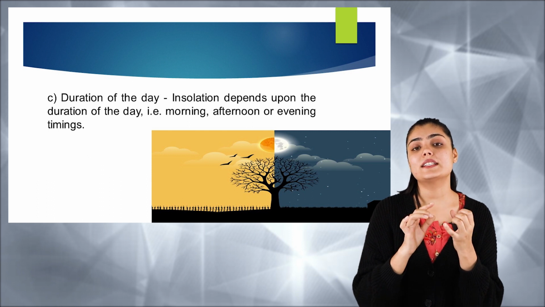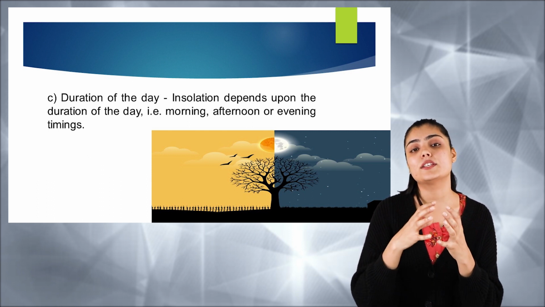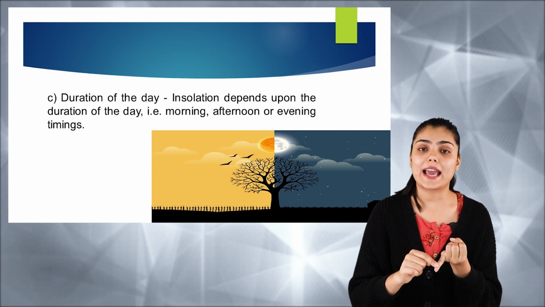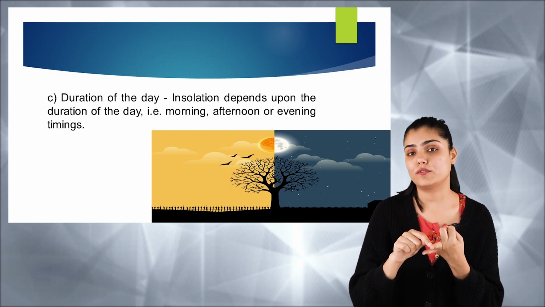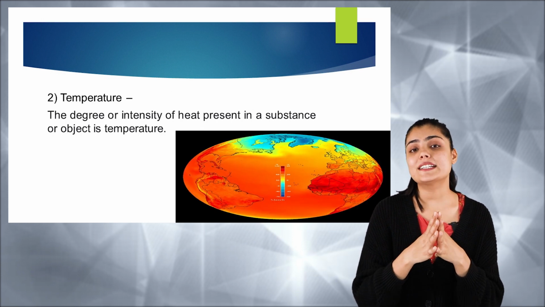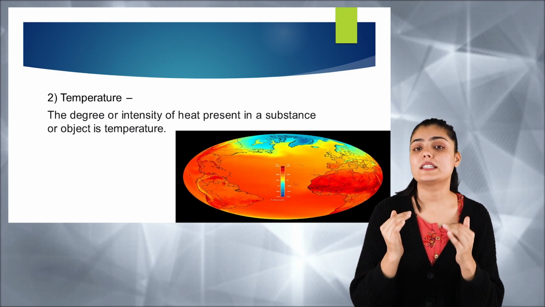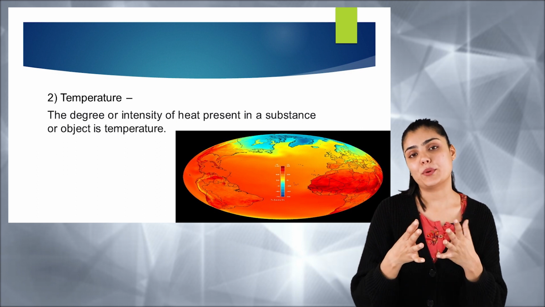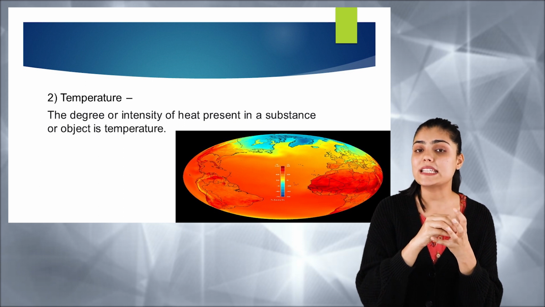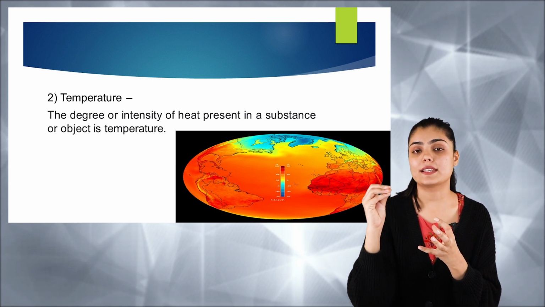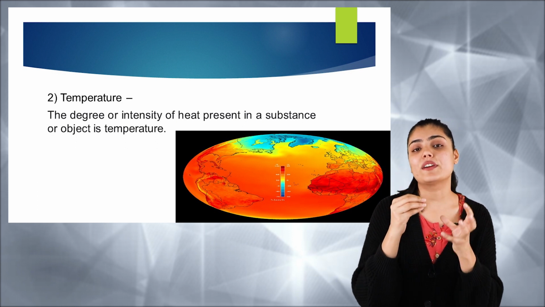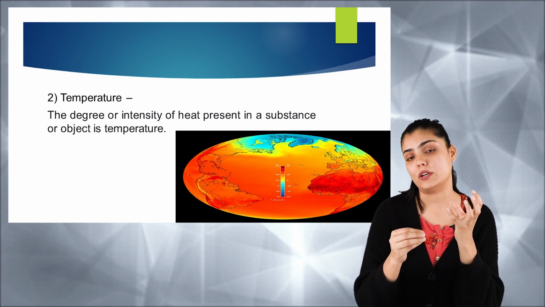Insolation is the first factor that influences the climate, and under insolation we have three components, which include the angle of the sun, the duration of the day and the atmospheric layer to be crossed. The second factor that influences the climate is of course temperature. What is temperature? The degree or intensity of the heat present in any substance is called temperature. Temperature is the degree or intensity of heat that is present in a particular object.